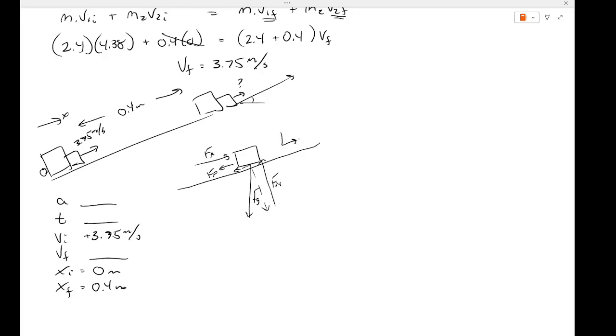And again, we look at x and y. What we're going to do with forces is look at all the forces in the x and all the forces in the y. And remember, the net force is equal to m times a.